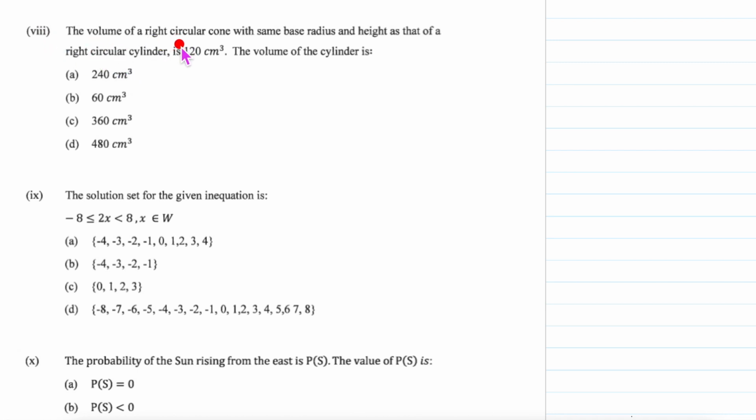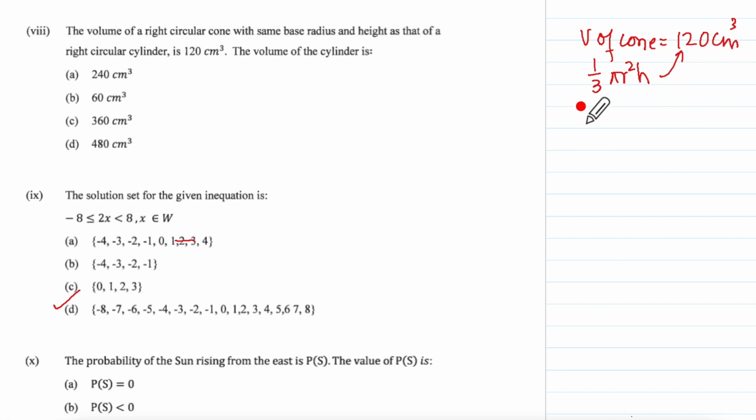The volume of the right circular cone with same base radius and height as that of the right circular cone is this. Now this is the volume of the cone and that is 120 centimeter cube. What is the formula of the volume of the cone? It is 1/3 pi r square h, correct? Now this is equal to 120.